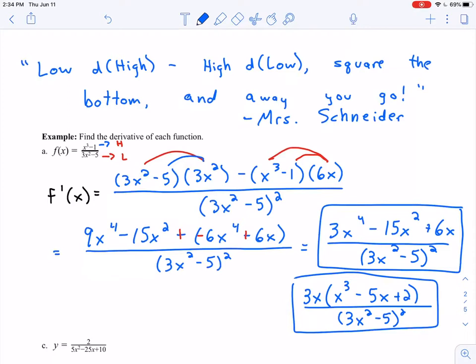So that's it. So we need to be careful both in the setup and in the simplifying here because there's a lot of different ways that these problems can go wrong. So we just need to be really, really careful. Let's look at another here.